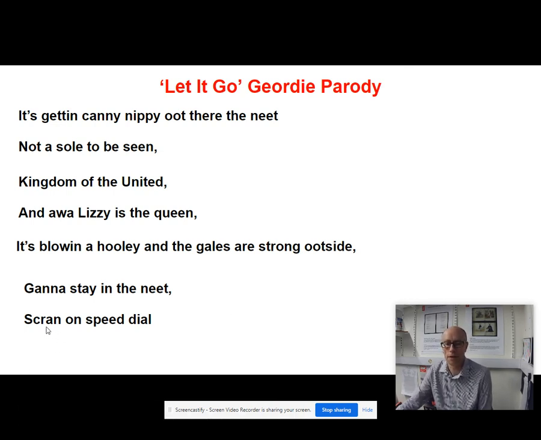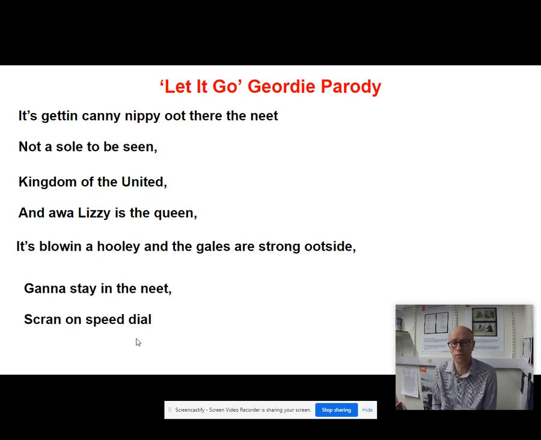So scran there. Again, it's one of these words which is linked in with Scots dialect, but it's very common across all sorts of northern dialects, meaning eating a lot. And the fact that you've got speed dial in there is part of the humour on this. So you've got some of these very old dialectical forms mixed in with some modern kind of current day language.